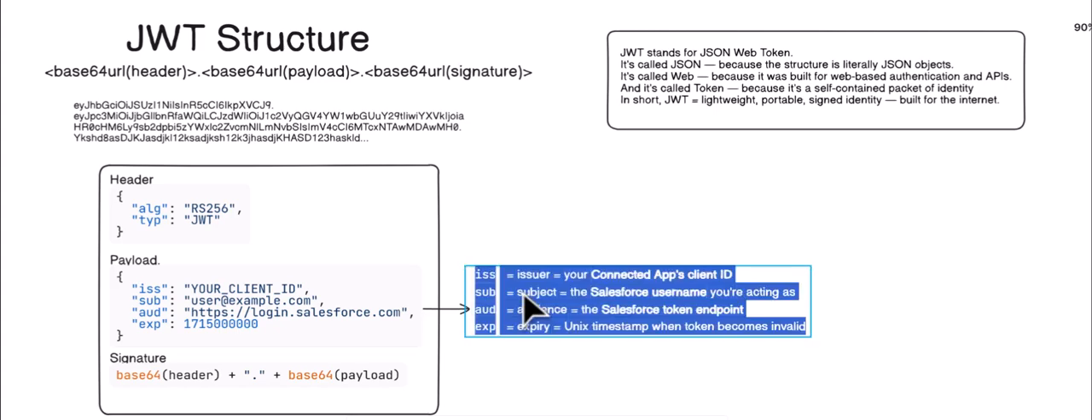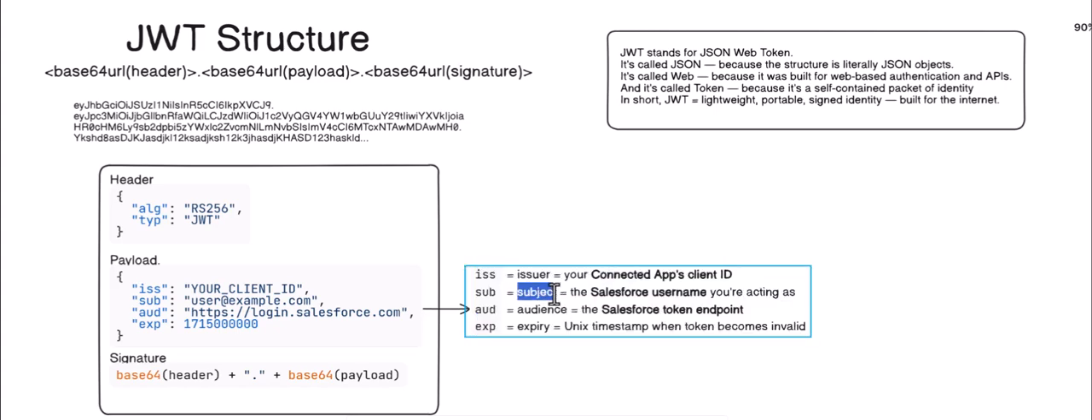Next is subject. So what is subject? Subject will be the username of a user in the server on whose behalf client will make an integration call to server. So for example, if you take example of Salesforce as a server wherein some client is trying to access resource of Salesforce, so in the subject we will have the username of a Salesforce user record. Okay.